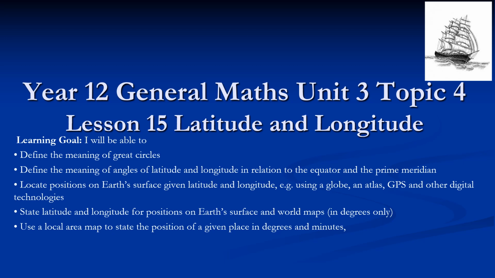So the goal of the lesson is to be able to: 1, define the meaning of great circles; 2, define the meaning of angles of latitude and longitude in relation to the equator and the prime meridian; 3, locate positions on Earth's surface given latitude and longitude, for example using a globe, atlas and other digital technologies. State latitude and longitude on Earth's surface using world maps, so we just want to do that in degrees, but use a local area map to find the position of a given place in degrees and minutes.